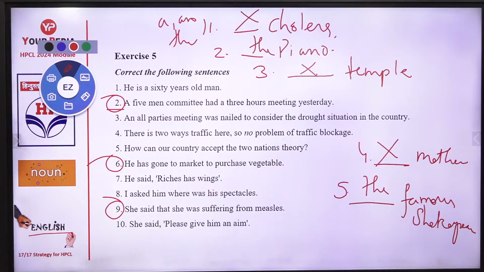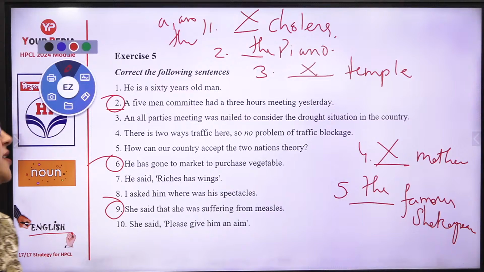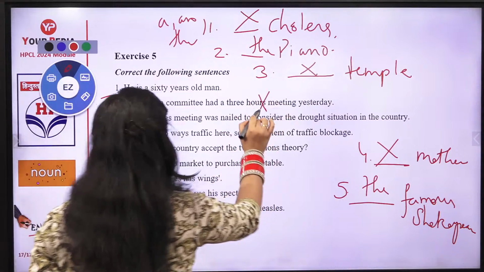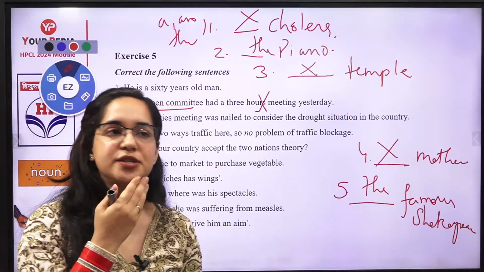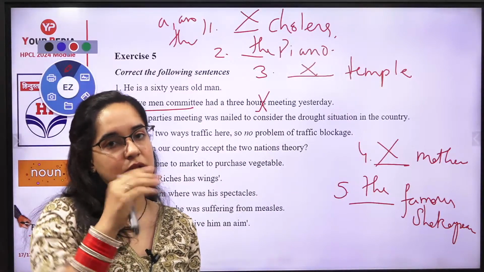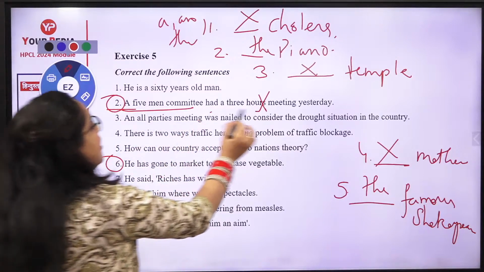Easy one, very easy to decode. क्या गलती है सेंटेंस में? What is the mistake in the sentence number second? 3 hour. Very good. 3 hour. Men is right because it is 5. 5 men ही होता है शिवम. It is not man. Man is one person. 3, 5, 4 आ गए तो men हो जाएगा. It is 3 hour meeting.